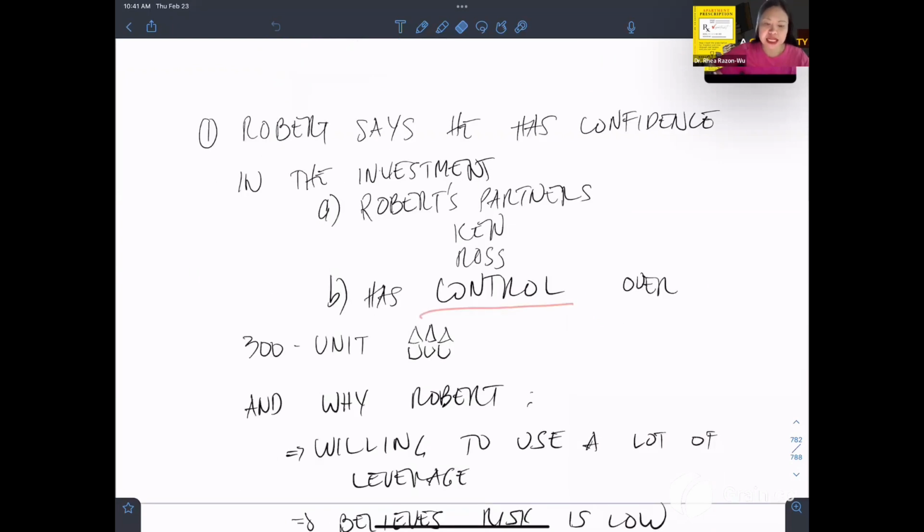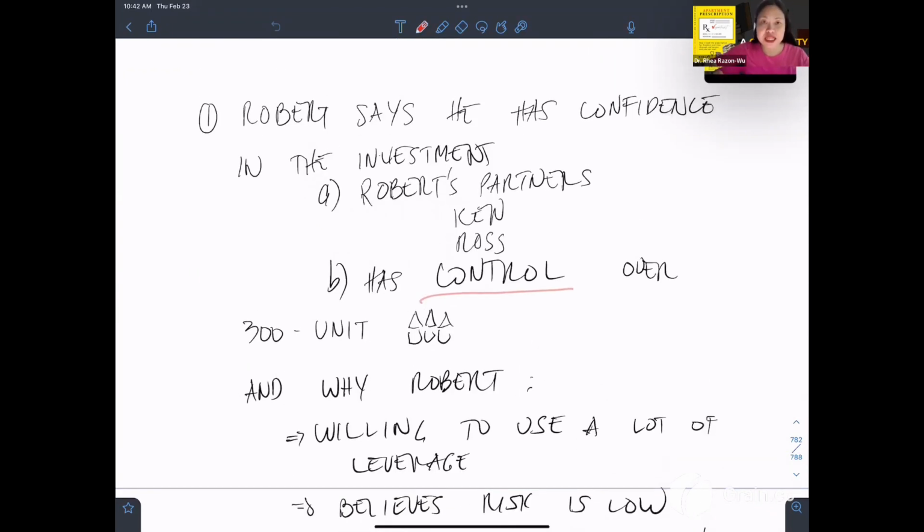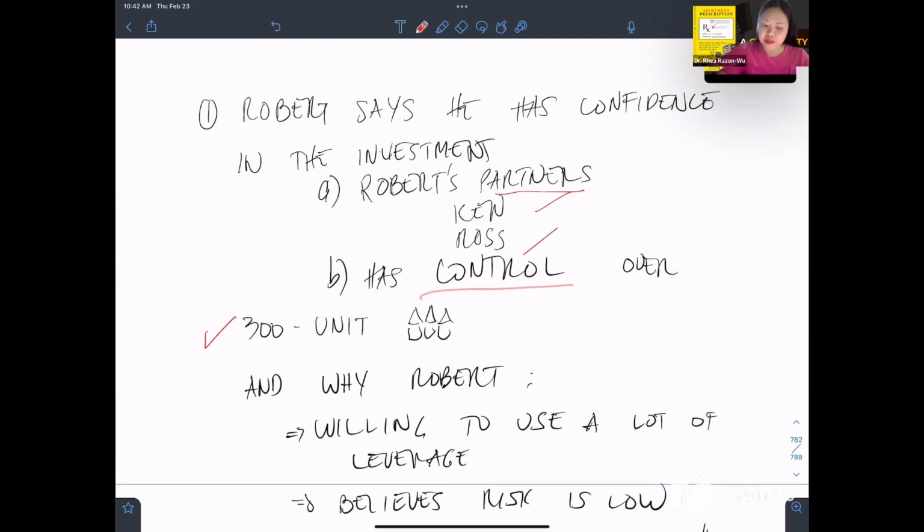So the first lesson, key takeaway from the higher return with less risk, is Robert says he has confidence in the investment. That investment was a 300-unit apartment. Why does he have confidence? Because of Robert's partners, Ken and Ross. Now, Ken is the property management and Ross is the real estate developer.